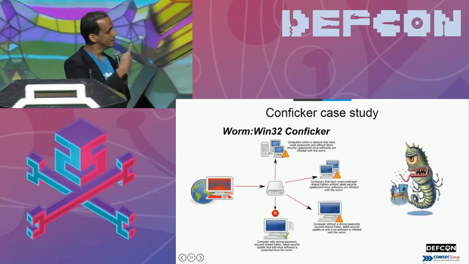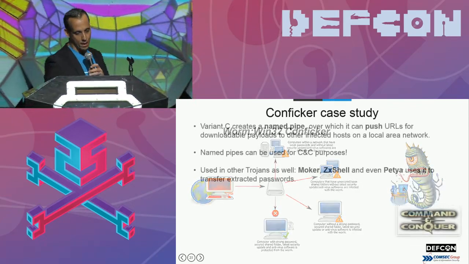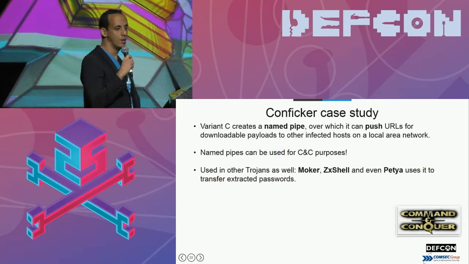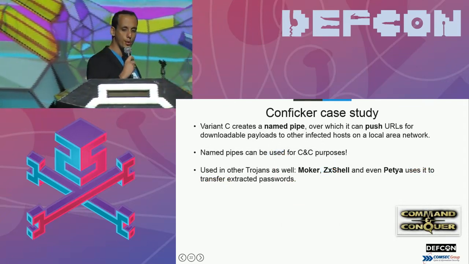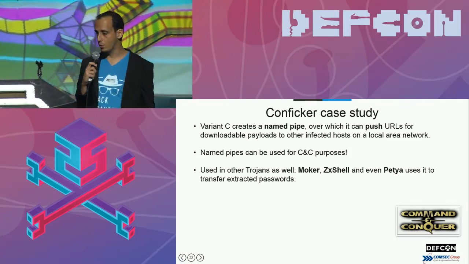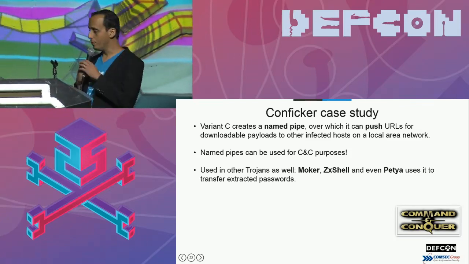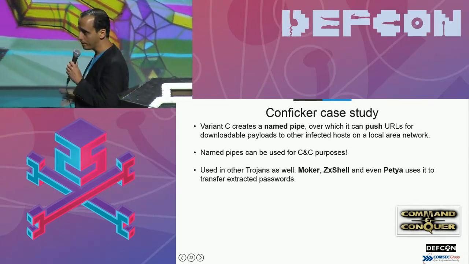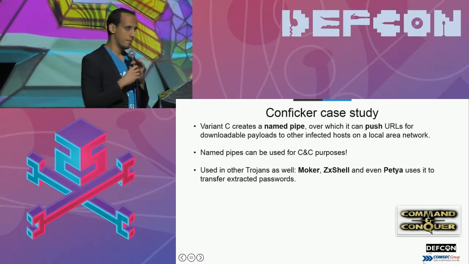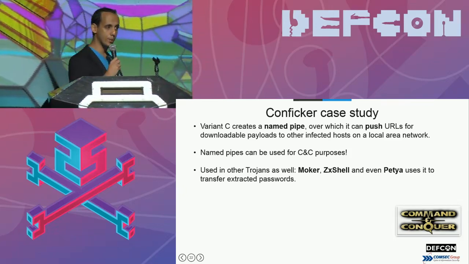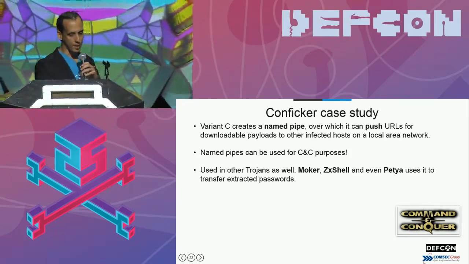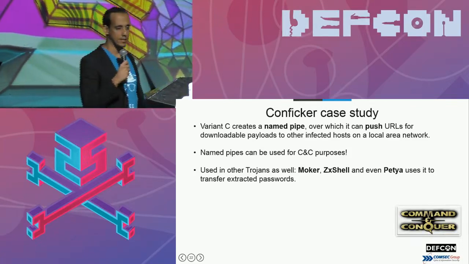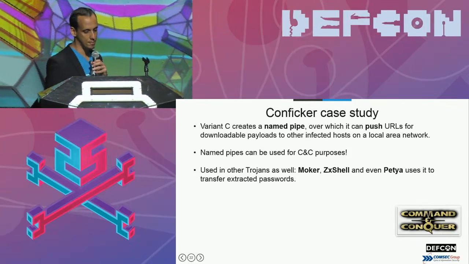This is how it looked. One variation, Conficker variant C, creates a named pipe over which it pushes URLs for downloadable payloads to other infected computers in your LAN. So if you have one computer that is infected and it gets the command from the command and control center, it just propagates this command through named pipes in order to make sure that the rest of the infected computers get the same command as well. And this is not only used by Conficker but by others as well, such as Mocker, ZXShell, and even the now famous Petya.